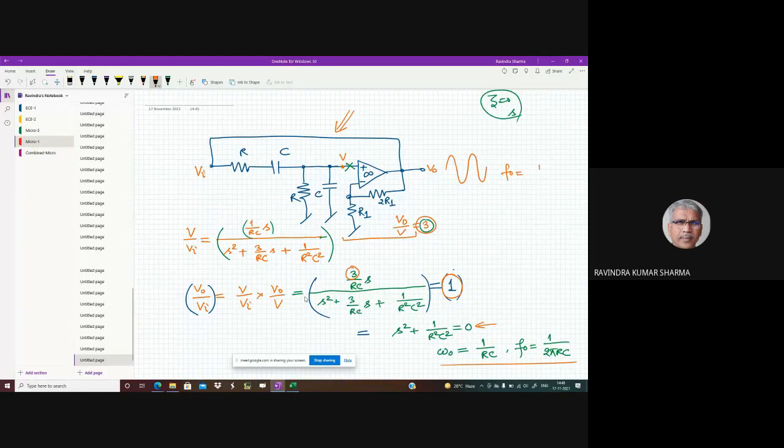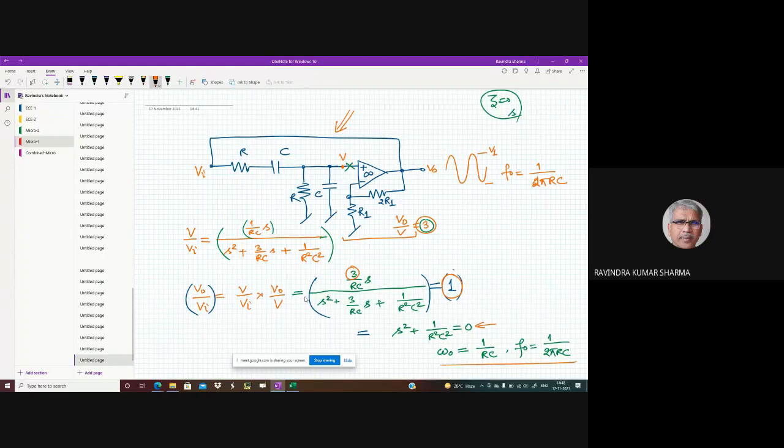F naught, and F naught is 1/2πRC. इसका कुछ amplitude भी है, some amplitude. Let us say I'm writing that amplitude as V1.